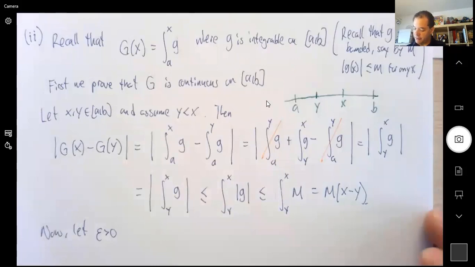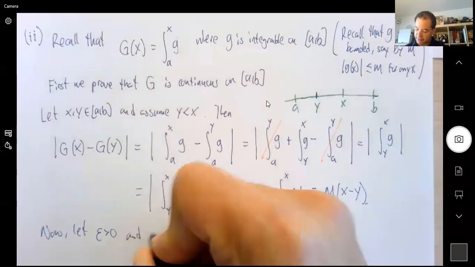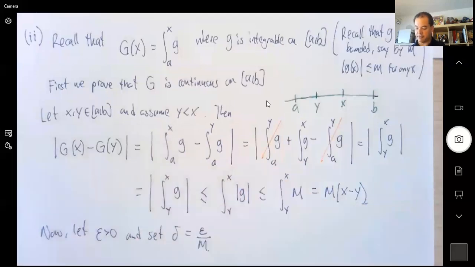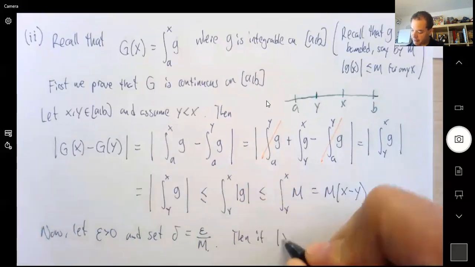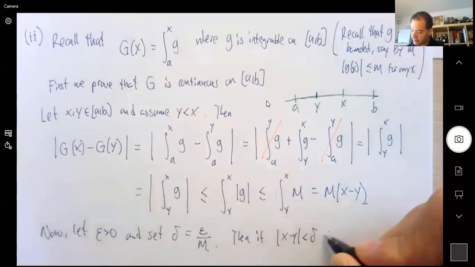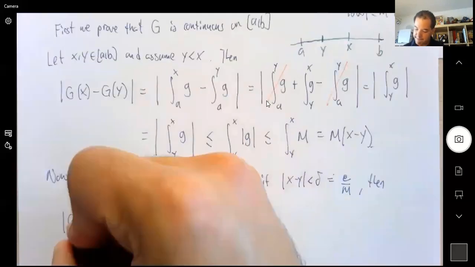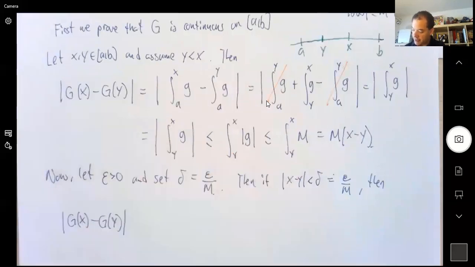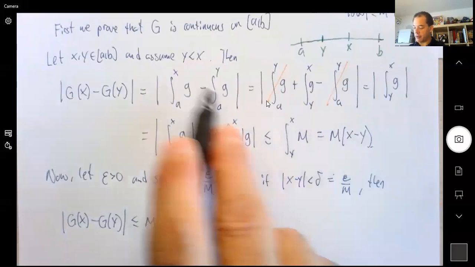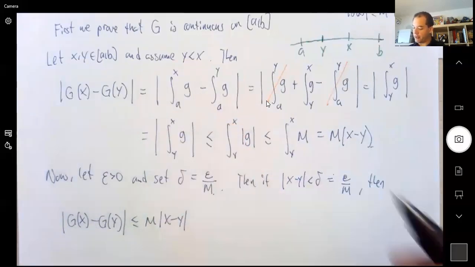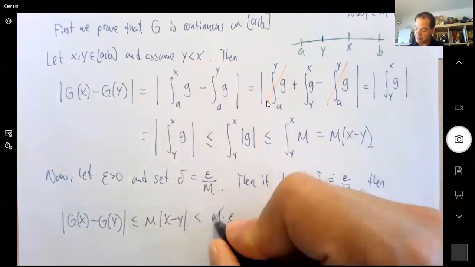So if you pick an arbitrary epsilon, we set delta to be epsilon over m. Then if the absolute value of x minus y is less than delta, delta being epsilon over m, then this happens. G of x minus g of y, which we calculated as less than m times x minus y. This is, by the way, positive, because x was greater than y. So this does not require absolute value, but if you want, we can put it in. So this is less than epsilon over m. The m's go away, and this is less than epsilon.